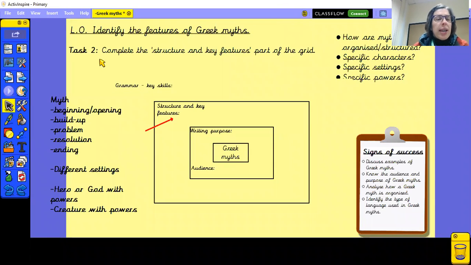So this is what I came up with. So in a myth, you've got a beginning or an opening, you've got a build-up, you've got a problem, a resolution, and an ending. You could have one setting, but normally you've got different settings. And obviously you've got a hero and or a god with different powers, and also a creature with powers. So what did you have? Did you have all these elements? Did you have more elements? So please post it on Dojo so we can share your findings. Good job, everyone.